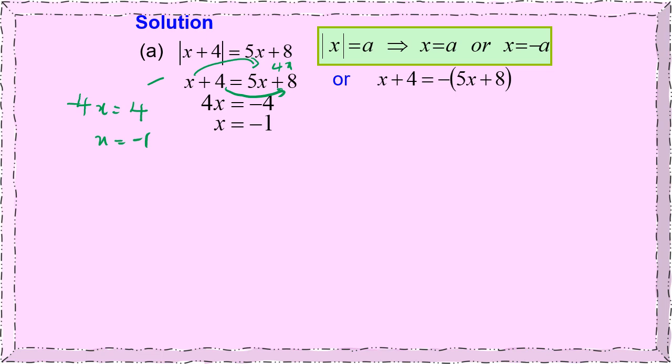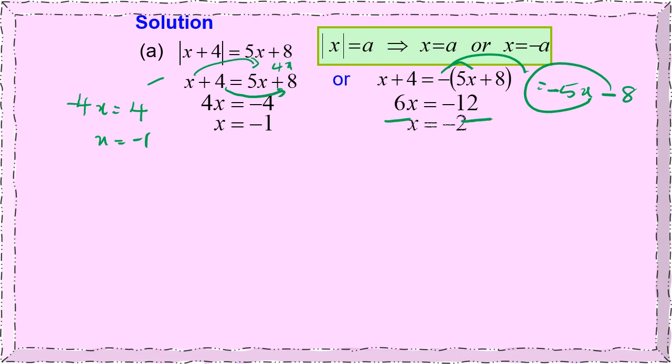And the second part of the definition, we have x plus 4 equal to negative 5x minus 8. So expand this, we will get negative 5x minus 8. So let x be the subject, so you can bring the negative 5x to the left hand side. We get x plus 5x, which is equal to 6x, and negative 8 minus 4, we get negative 12. So x is equal to negative 2. So negative 2 and negative 1 both will be the answer for the absolute equation.